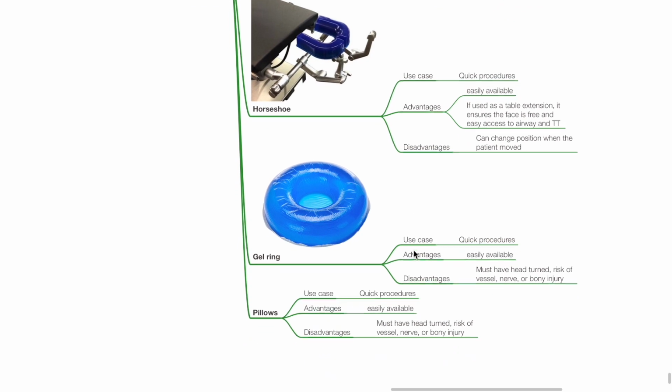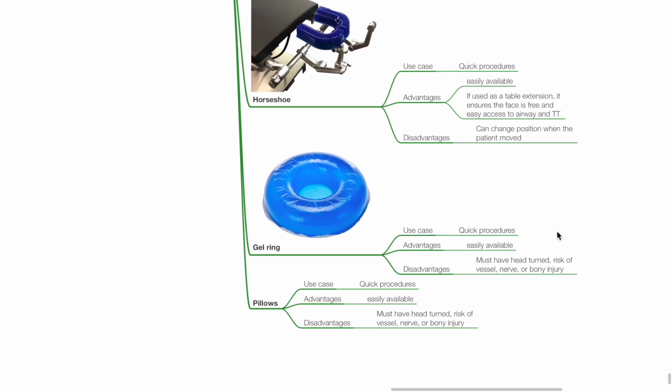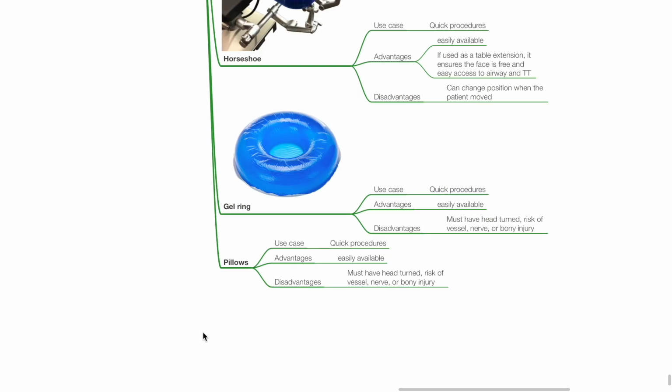Gel ring. Use case: for quick procedures. Advantages: it is easily available. Disadvantages: the patient's head must be turned, and this risks vessel, nerve, or bony injury. Pillows. Use case: for quick procedures. Advantages: it is easily available. Disadvantage: the head must be turned, and this risks vessel, nerve, or bony injury.